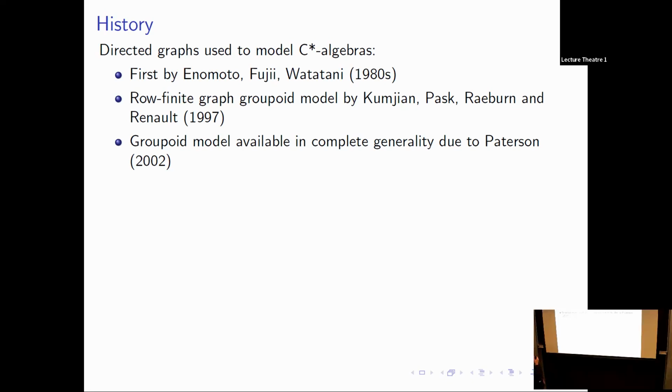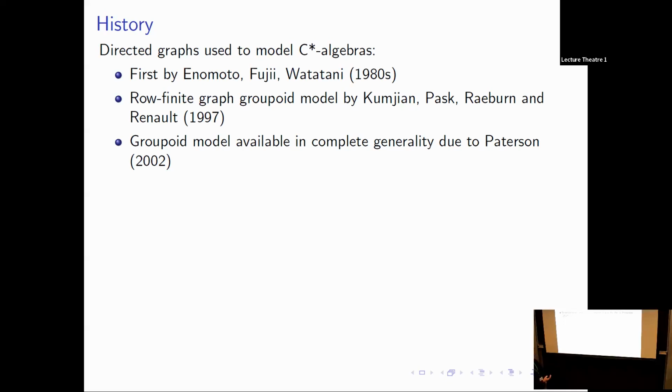So directed graphs were first used by Enomoto, Fujii, and Watatani to model C-star algebras. And the groupoid model came along by Kumjian, Pask, Raeburn, and Renault in 1997. And that was for row finite graphs. So perhaps already my convention is clear. I'm worrying about when I've got infinitely many edges going into a vertex. So in the row finite case, we've got a graph groupoid model in 1997, and that was the beginning of the graph groupoid models.